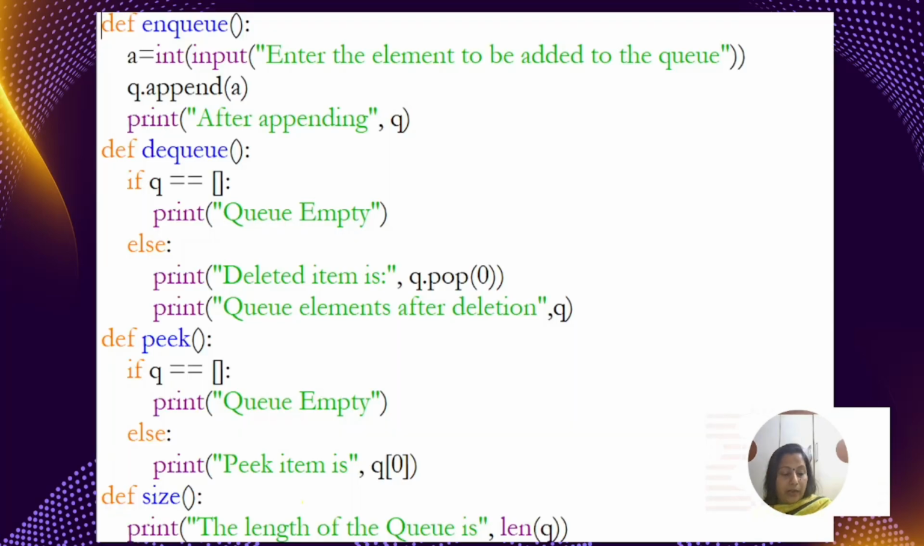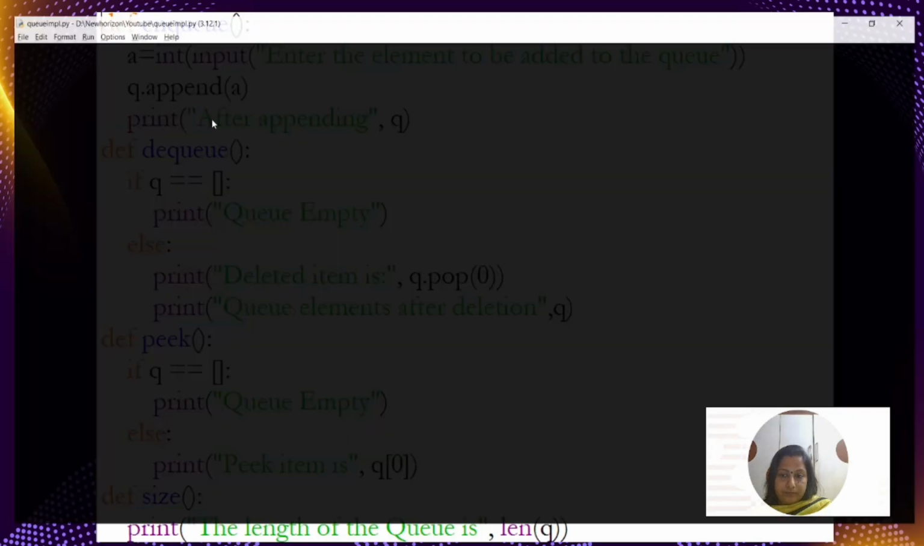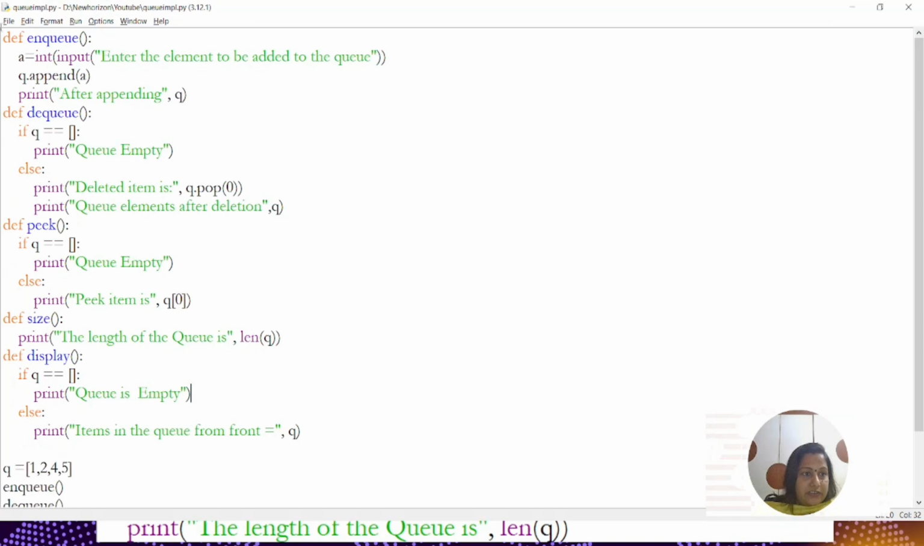Now let's see the program. The program is there already, I just want to tell you. So first, what is the meaning of def? You are creating a function now for the enqueue. So enq is the name of the function, and I am asking the user. Enqueue means you are adding an element to the queue.